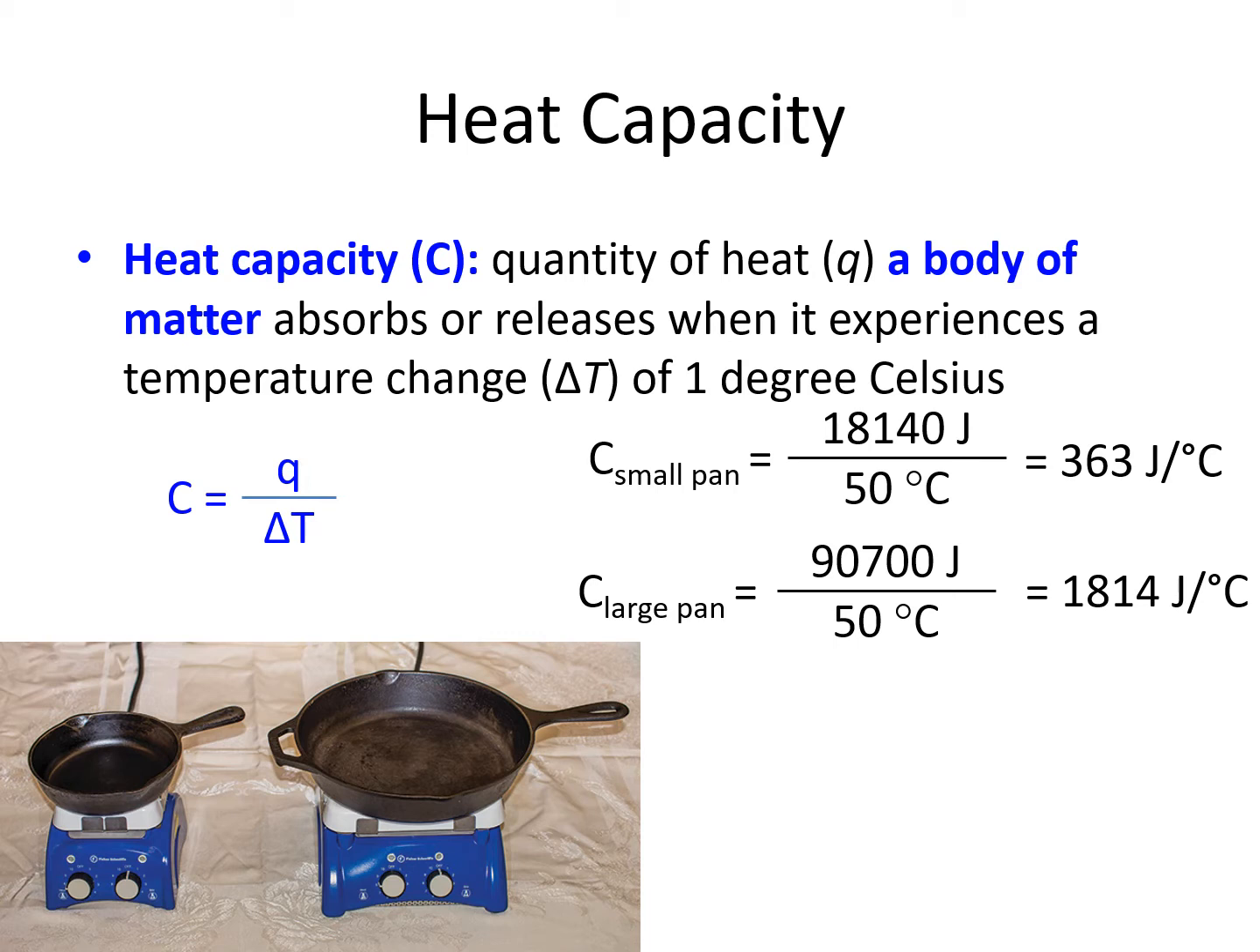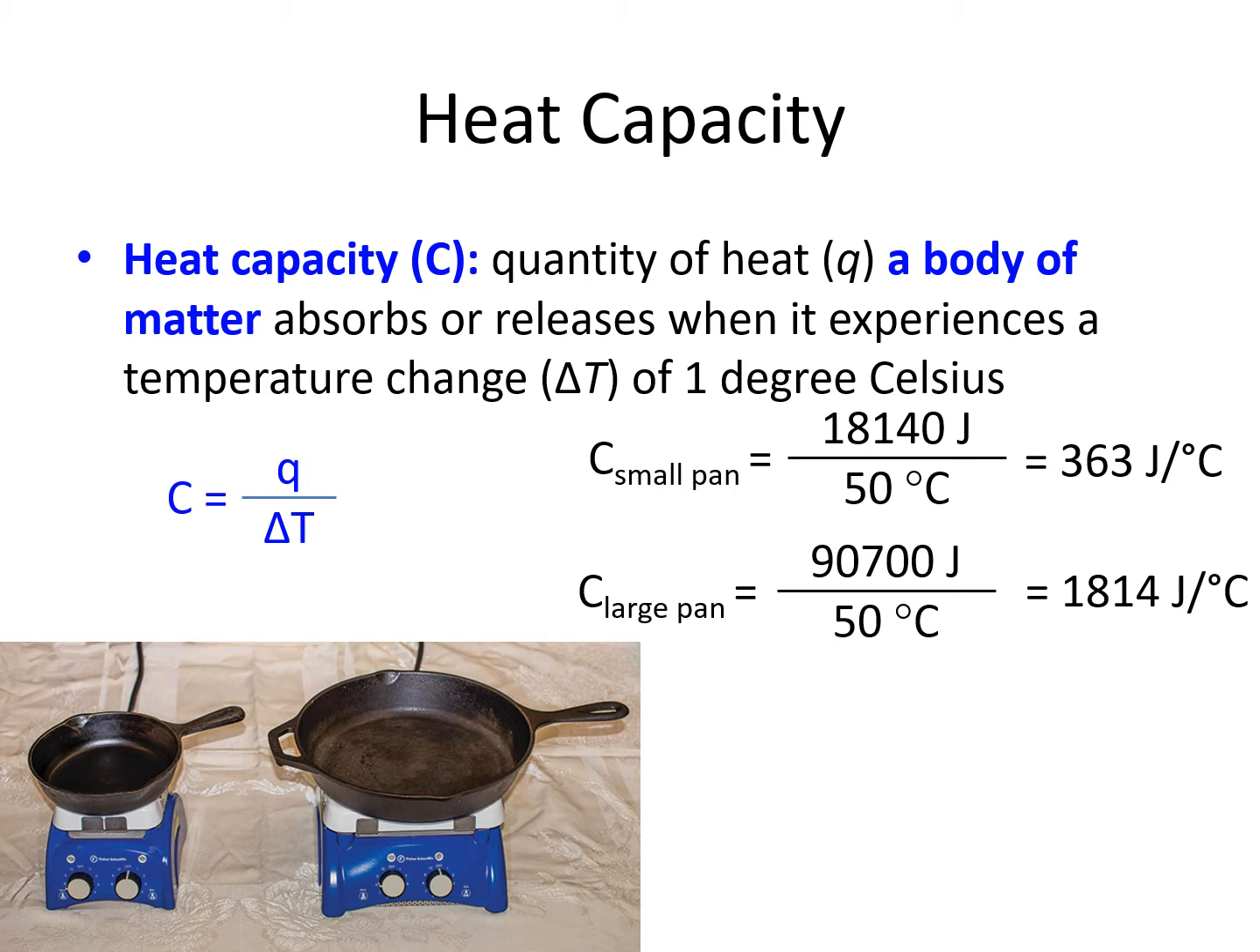And remember, heat, we use Q as its symbol. So we can write this in equation form. Capital C, heat capacity, equals Q over delta T. Q is quantity of heat divided by delta T, change in temperature. And by the way, that's why we use the symbol Q, it's short for quantity.